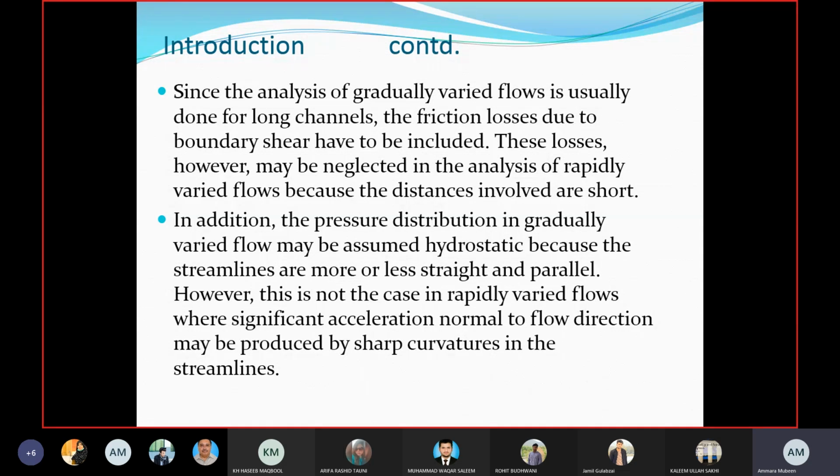What is the hydrostatic law applied to parallel streamlines? How do you define pressure? How can you say that pressure distribution in gradually varied flow may be assumed hydrostatic? What does that mean? Can anybody tell? Do you know about the hydrostatic law?